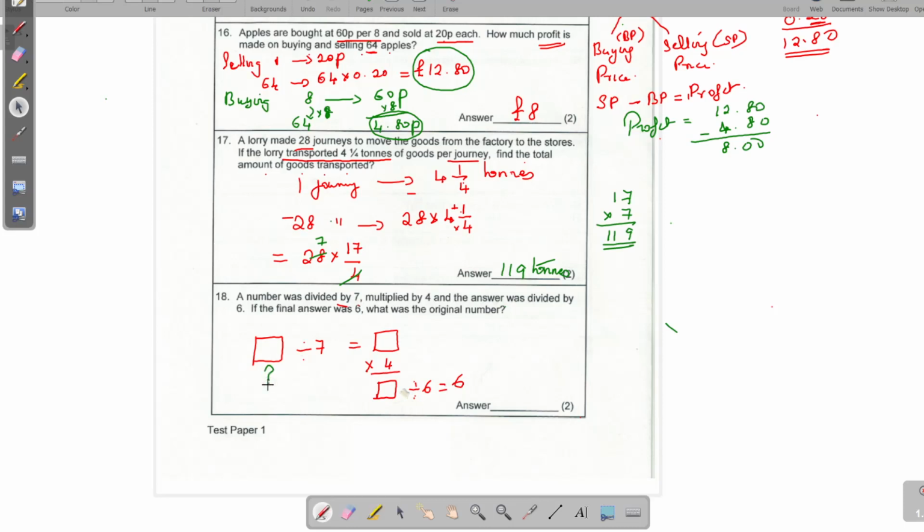So what do we do? We do inverse calculation. We do the opposite calculation. So you divided the number by 6, you get a 6. So that must be 36. You times a number by 4, you get 36. So that must be 9. You divided a number by 7, you got 9. So that should be 63. So we are going the opposite direction. Calculations are inverse to get that answer. So the answer would be 63.